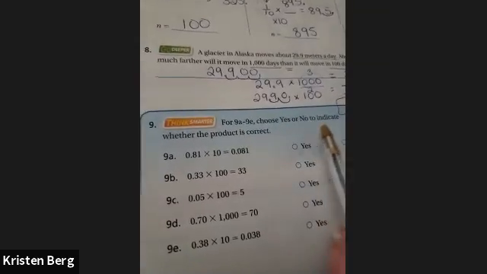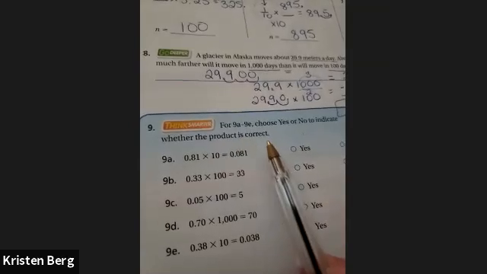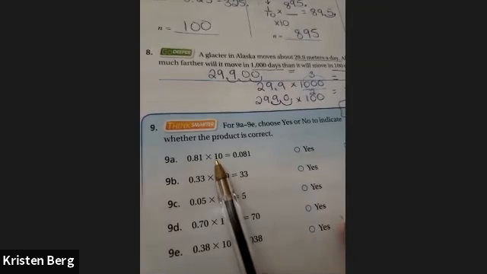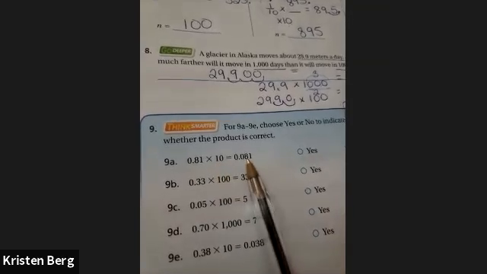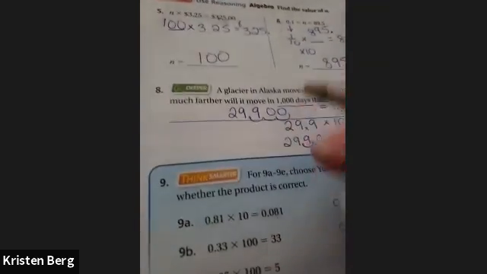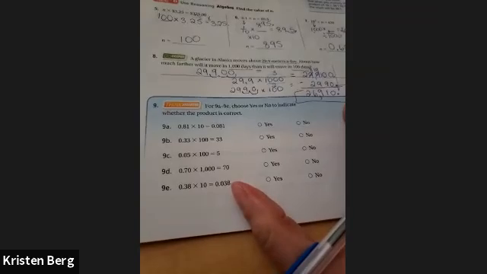All right, next. This one is just saying choose whether it is a yes or no, whether the product is correct. So they're saying this is the number you're going to start off with, and then you're going to make it bigger by 1 place. Should this be your answer? Yes or no? So that is what it's saying. So we are going to be doing this together right now. Actually, I want you to do this on your own. So please pause the video and try this on your own.